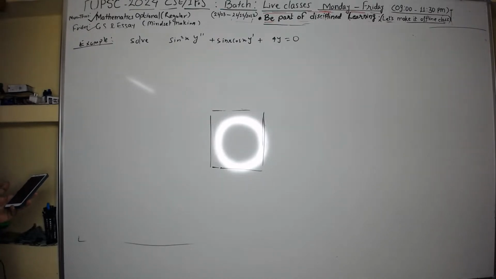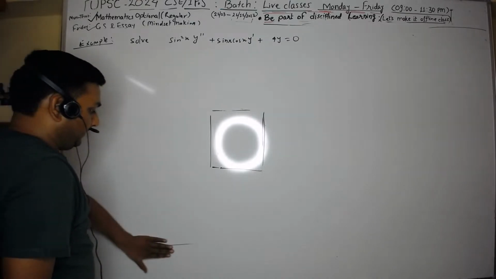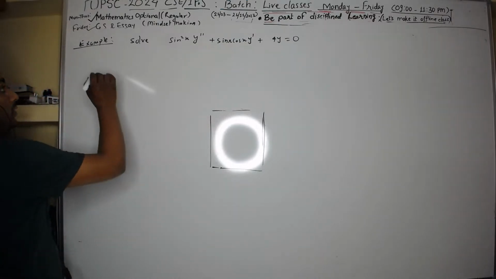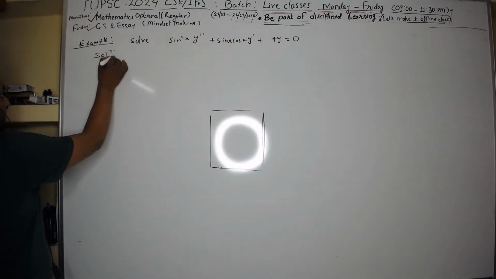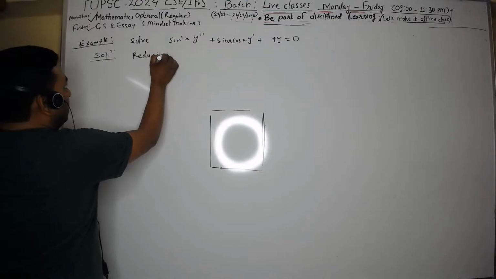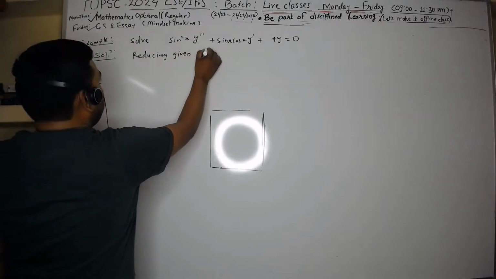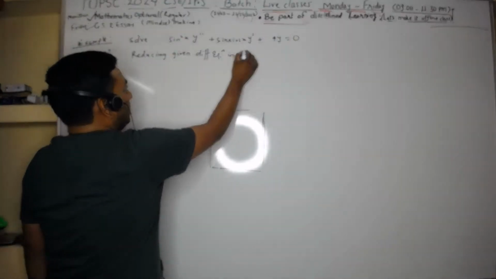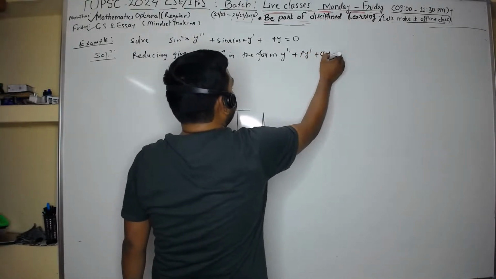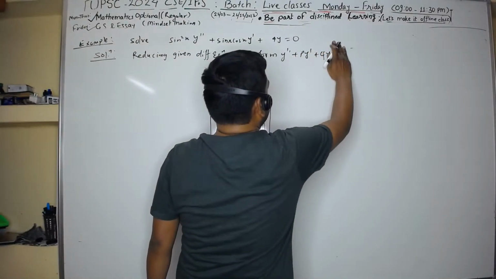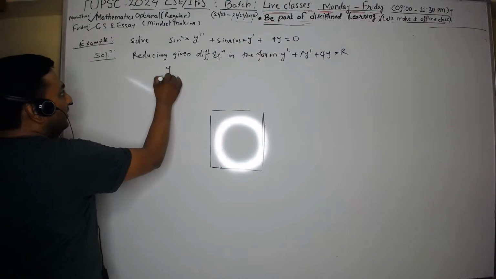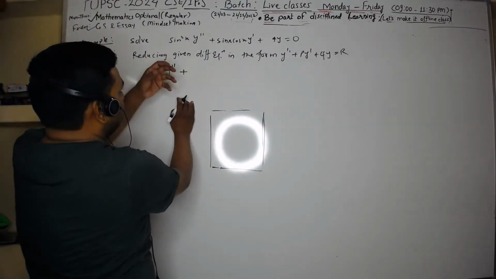Is anything else given? No. Okay, let's learn the procedure. Alright. The first process: reducing the given differential equation in the form y double dash plus P y dash plus Q y equals 0. Fair? Okay. So this will be reduced in y double dash, plus sin x will be cancelled.